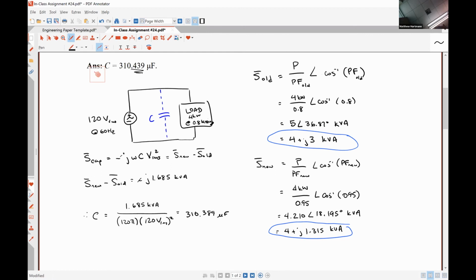So this is the basic process for power factor correction. It's really just a few simple steps. You need to know the old complex power. You need to know the new complex power. Take the difference, solve for C. That's really it. So any questions regarding this problem before we move on to number 2?